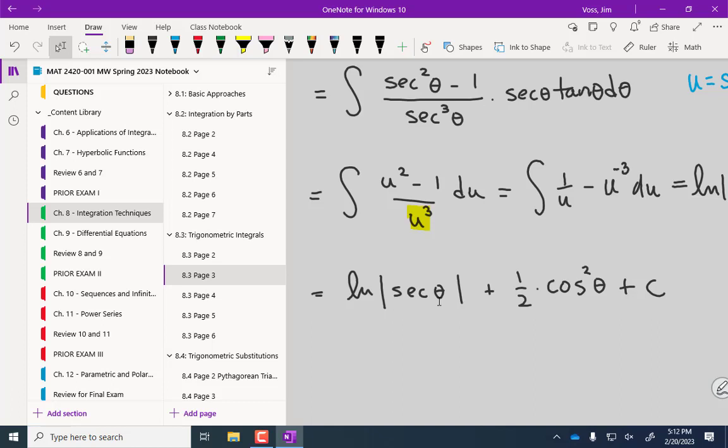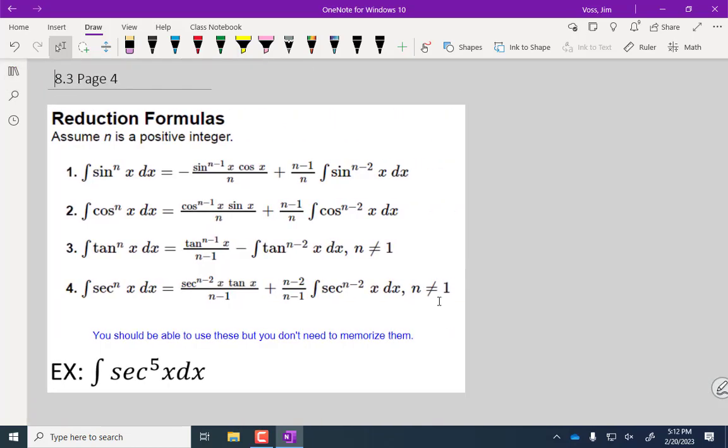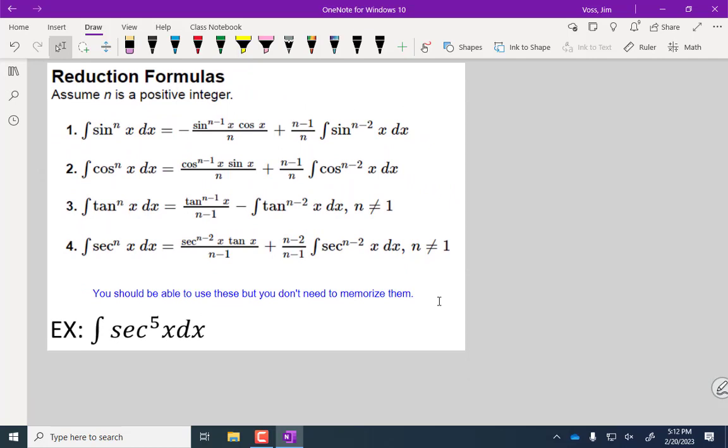All right, let's take a look at this one. Secant. This is the perfect culminating problem. This is not math. This is just pattern recognition. So this will not be on the test.